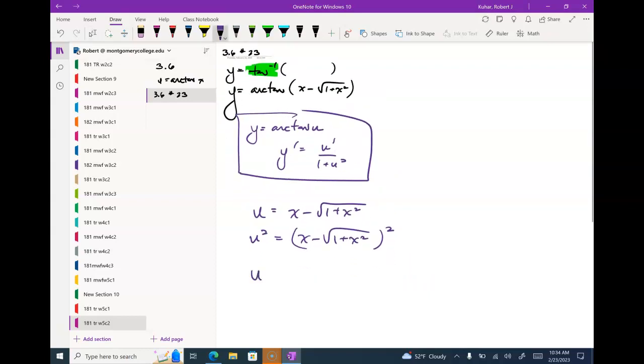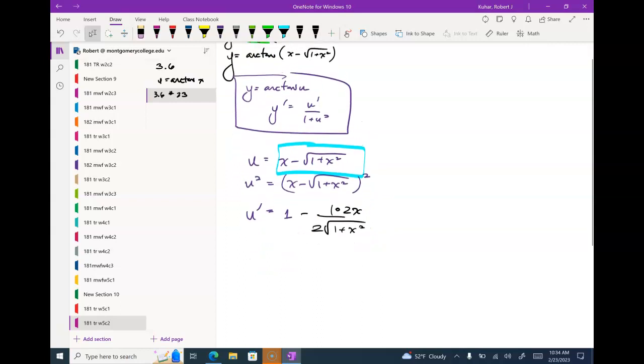And then I also need u prime, which is what? I'm doing the derivative of this, right? So the derivative of x is 1, agreed? The derivative of a negative is going to stay negative. The derivative of a square root is 1 over 2 square roots. What should stay inside? Nice, 1 plus x squared. And then I need the derivative of the inside, which is 2x. Beautiful. So I get 1 minus x over square root of 1 plus x squared.